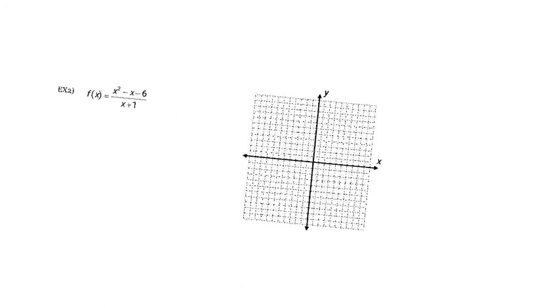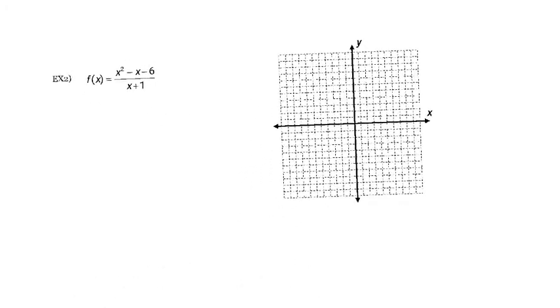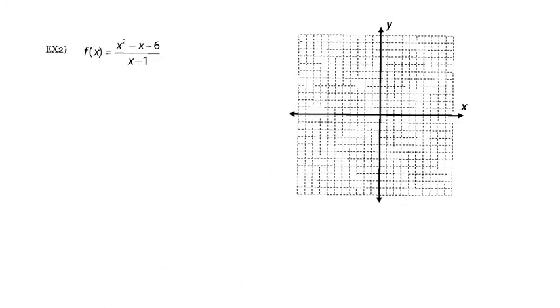Okay, so this one on the back, I'm going to factor this first. So that's kind of where I'm going to start. I'm going to start by factoring. So I think I have x minus 3, x plus 2 all over x plus 1. So nothing cancels or crosses out. We'll talk about that in the next one.